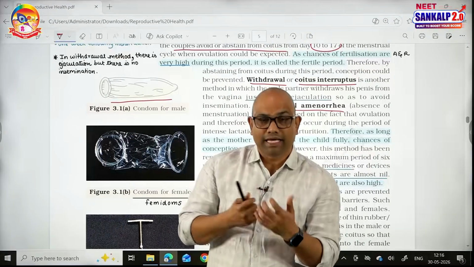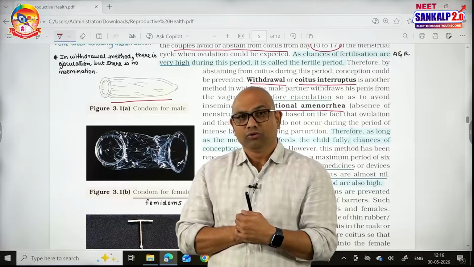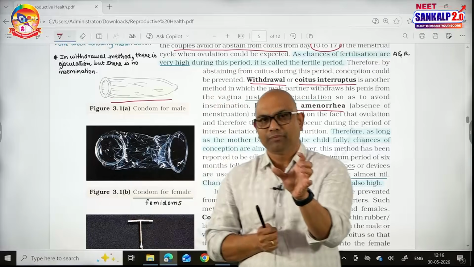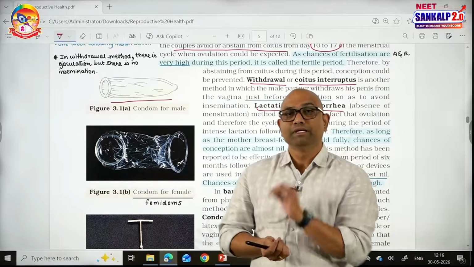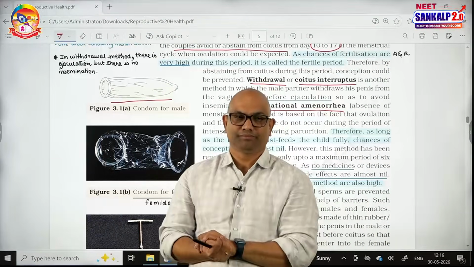As there is no direct contact and exchange of vaginal fluids and semen, it can prevent the occurrence of STDs. This is the important point related to disposable barriers like condoms. The example for the male condom is Nirodh. Female condoms are commonly known as femidomes.